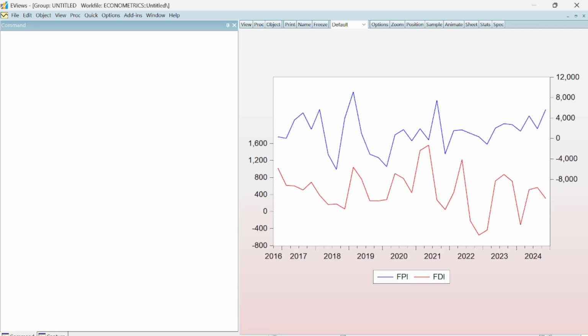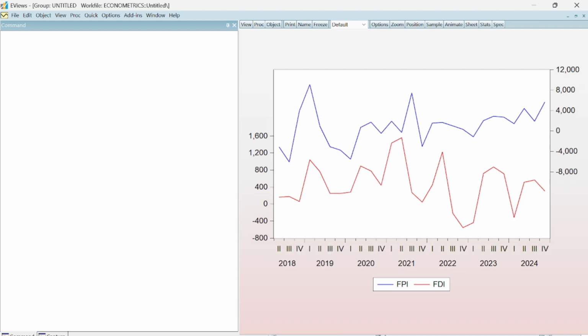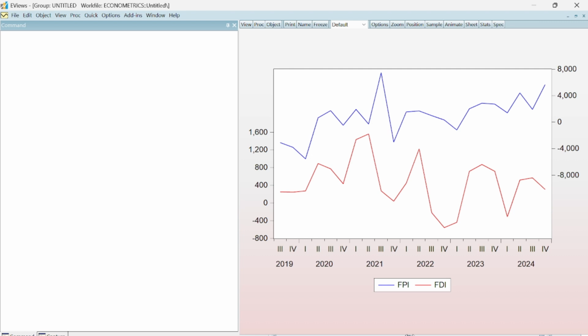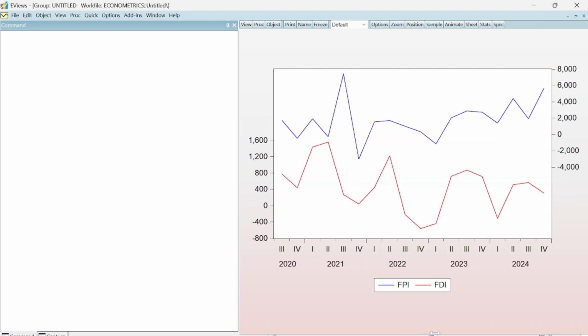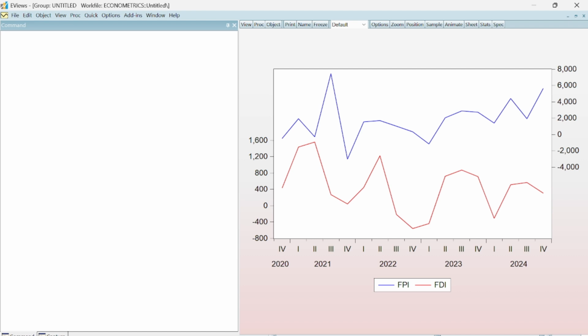You can use it to get your graphs and tell your stories. So this is from 2016 down. Let's see what it is after COVID. You see what the variable is saying after COVID: FPI is trying to increase more, but FDI is declining. That is not really good for the economy for sustainable growth. We need to do something to increase our FDI, at least to follow the path of the FPI.